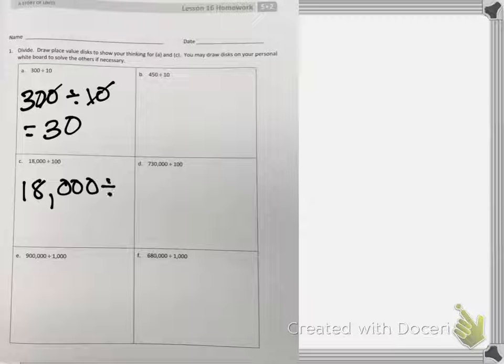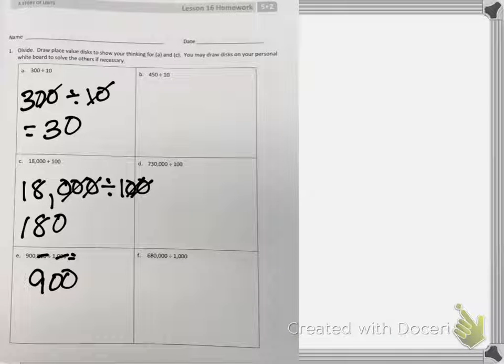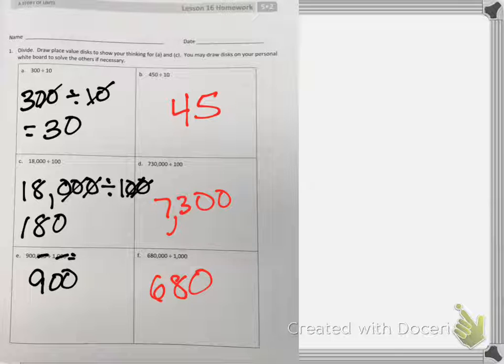18,000 divided by 100. Again, crossing out my zeros. 180. 1,000 and 9,000. Just going to cross out my zeros on here. 900,000, I get 900. And then for the kids, we have, what is this, 45. This is 7,300. And then this one's 680.